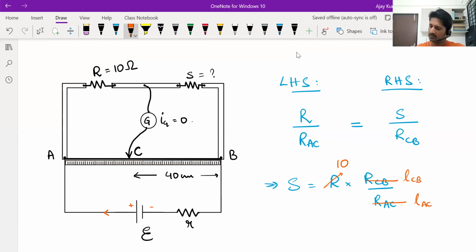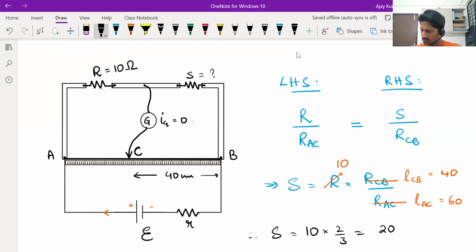Okay. And what is the ratio of those lengths? C to B length is 40 centimeters. That means the A to C length will become 60 centimeters. That's all. The unit centimeter will get cancelled. Therefore, the unknown resistance S becomes 10 into 40 by 60, which is 2 by 3. The answer is 20 by 3 ohms. Those of you who gave the answer as 15, I think you used the formula. That's why I said don't remember the formula. And others, if you have any questions, you can ask.